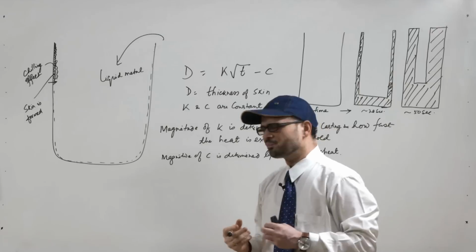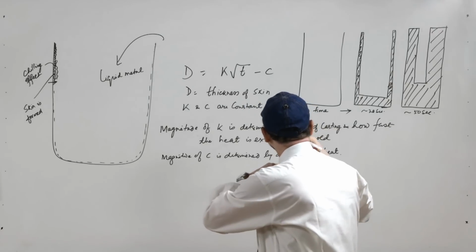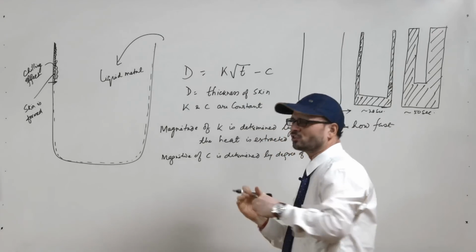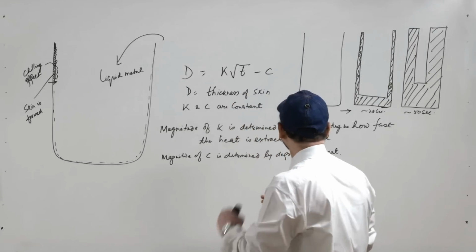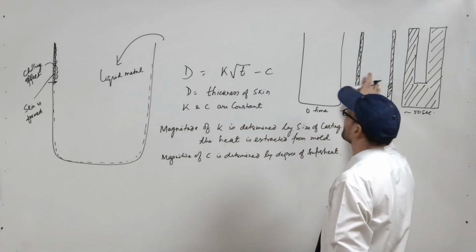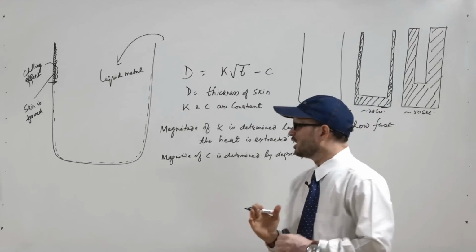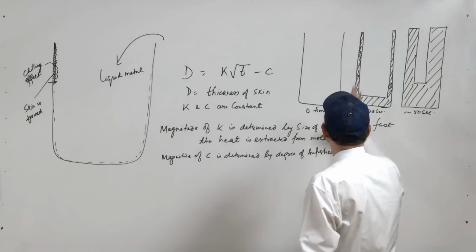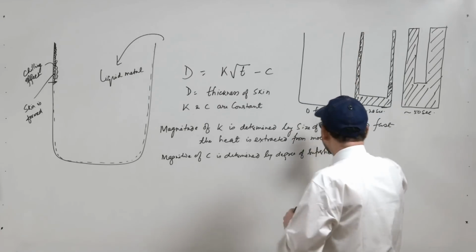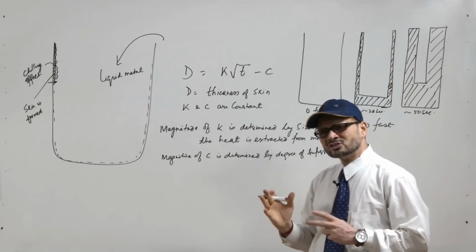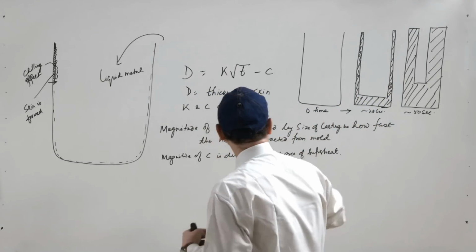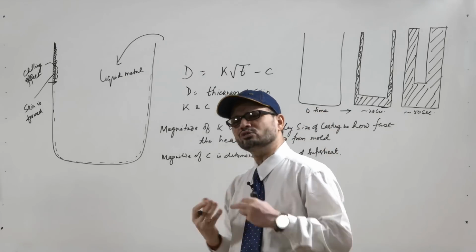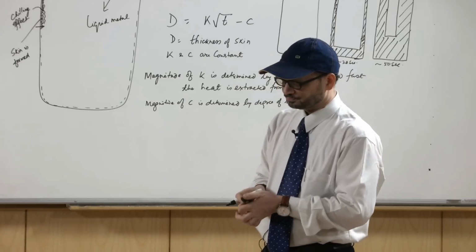So, this is how the skin thickness goes on increasing in the case of pure metals, and basically it is also known as plane front solidification, where you have a planar front that advances towards the center of the casting. We will also see what way the structure looks like in case of metals.